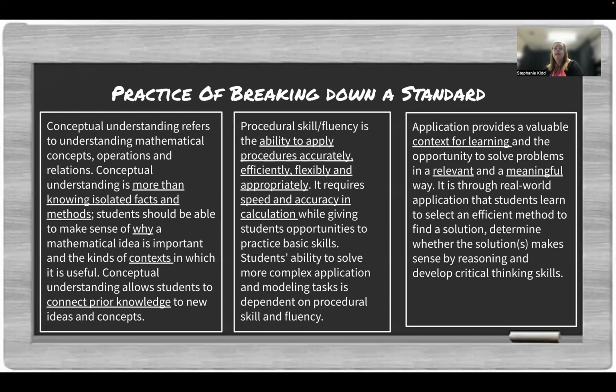Application is the next one, and that's the context of learning and the opportunity to solve problems that are relevant and meaningful. We need real-world applications so that students learn to select an efficient method to find a solution, and those solutions have to make sense and develop critical thinking. So think of those when we're thinking about applications. How is this developing our critical thinking?